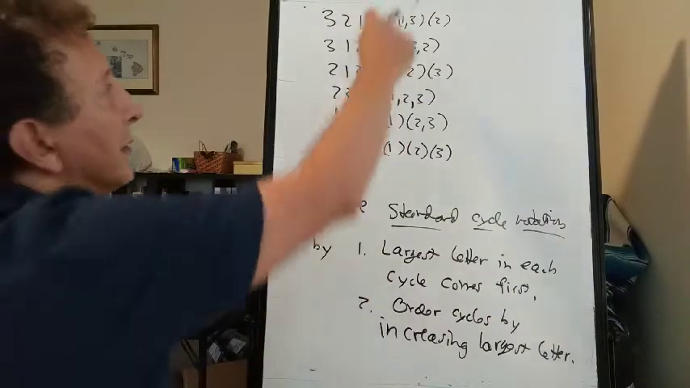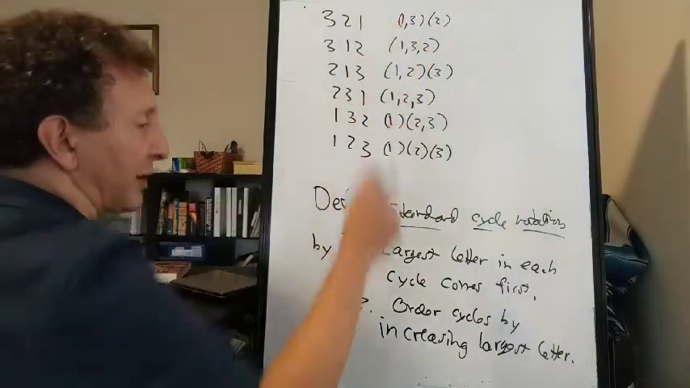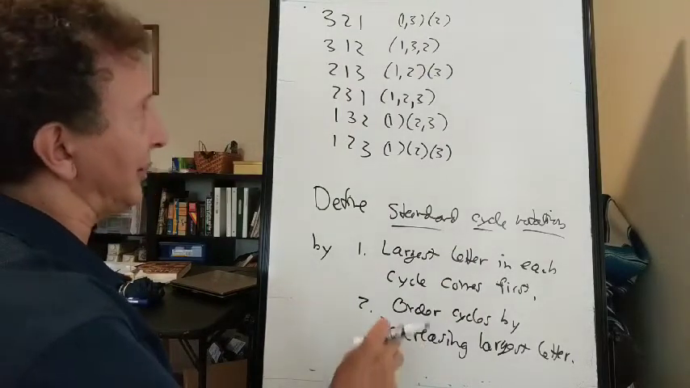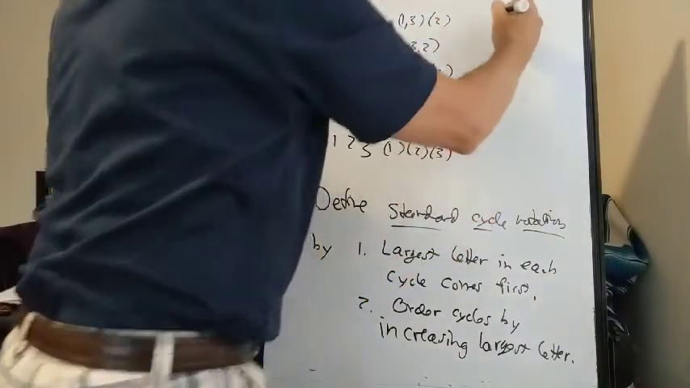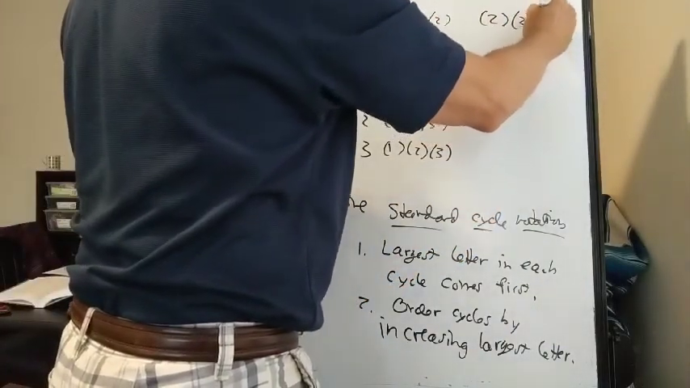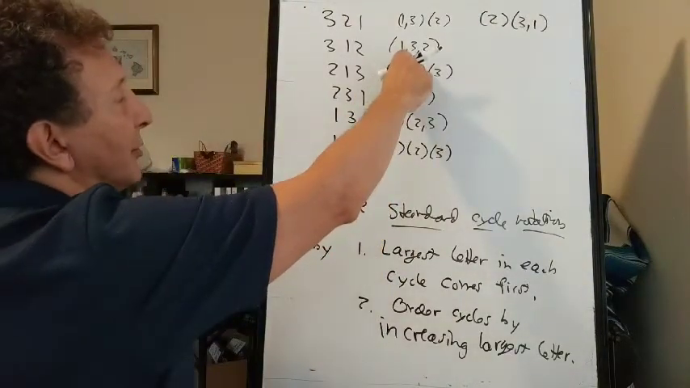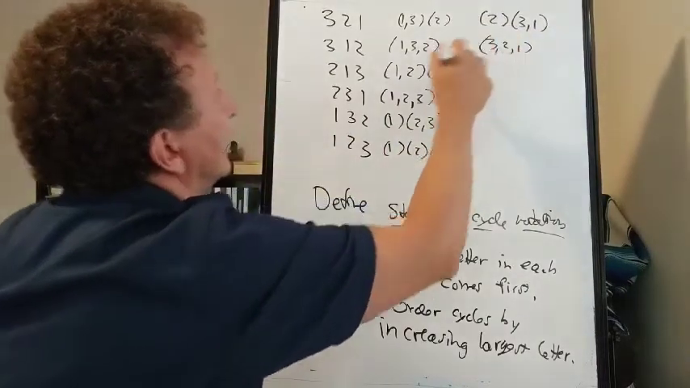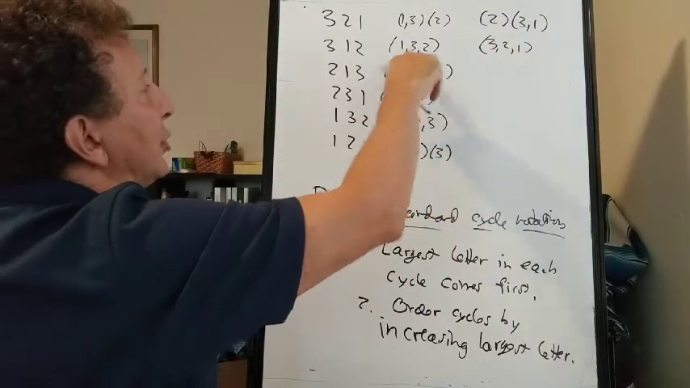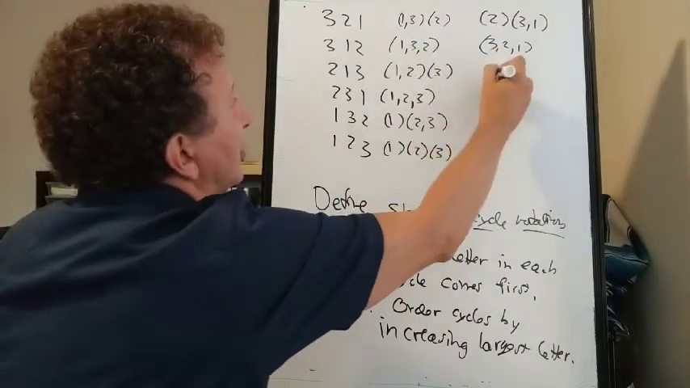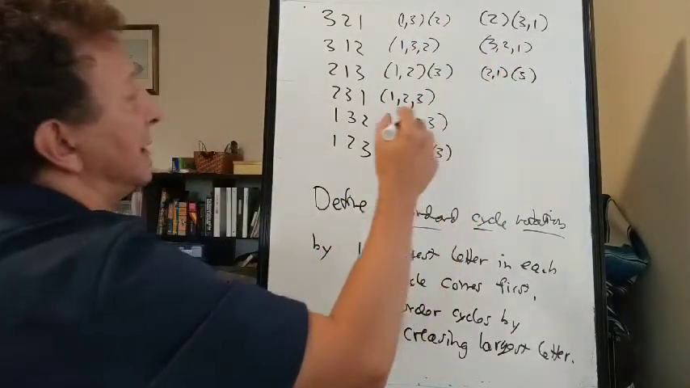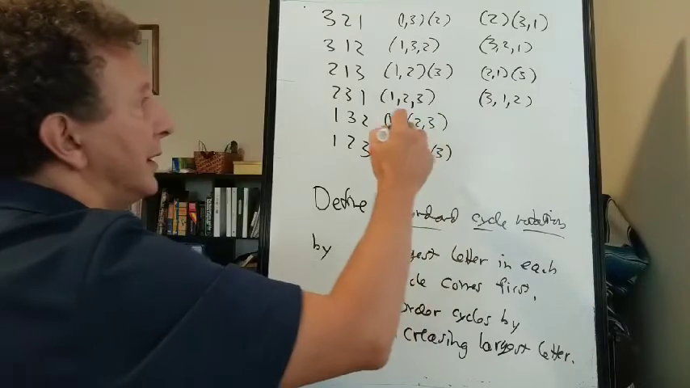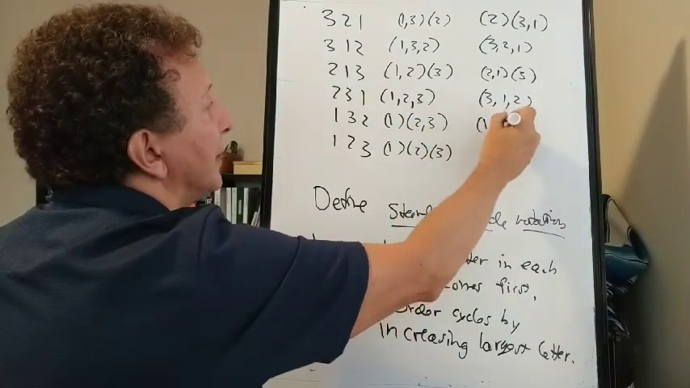Alright, now here we want to write 3 first because we write the largest letter in each cycle first. And then we write the cycles in order of increasing largest letter. So that means that this 2 will come first. So 2 and then 3, 1. Here, there's one cycle, so all we have to do is write the largest letter first. So 3, 2, 1. Here, we'll write 2 before 1, but 2 is less than 3, so 2, 1 comes before that cycle having only 3. And here, write the largest letter first, so 3, 1, 2.